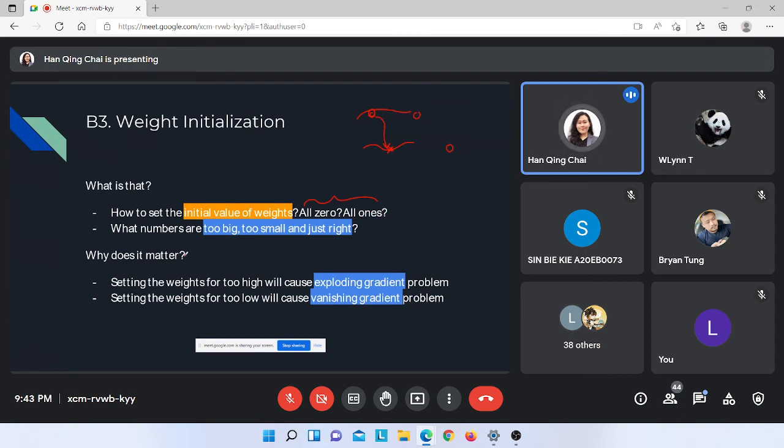And what numbers are too small, too big, or just right? And why does this matter? Because setting the weights too high will explode the gradient, and if you set the weights too low, it will have a vanishing gradient. If you remember, the input x, the weight, and the activation function, let's say just sigmoid, actually have a chain type of reaction. They have a chain rule. So to understand how it affects this, you have to read it yourself, okay?